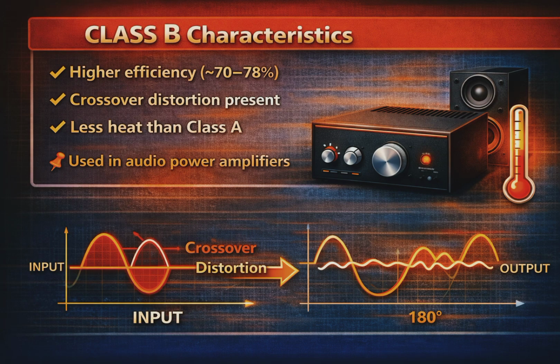Class B characteristics. Class B amplifiers have several advantages. Their efficiency is much higher, around 70 to 78%. They also produce less heat compared to Class A amplifiers. However, they have one important problem called crossover distortion. This distortion occurs when the signal switches between the two transistors near the zero crossing point. Because of this distortion, Class B amplifiers are not perfect for high-quality audio. Still, they are widely used in audio power amplifiers because they offer a good balance between performance and efficiency.